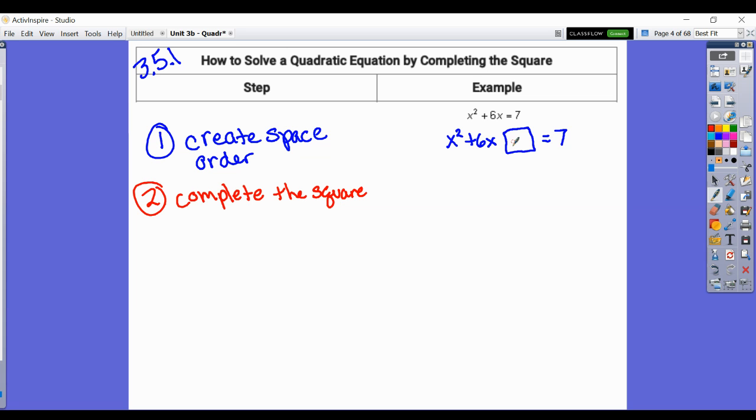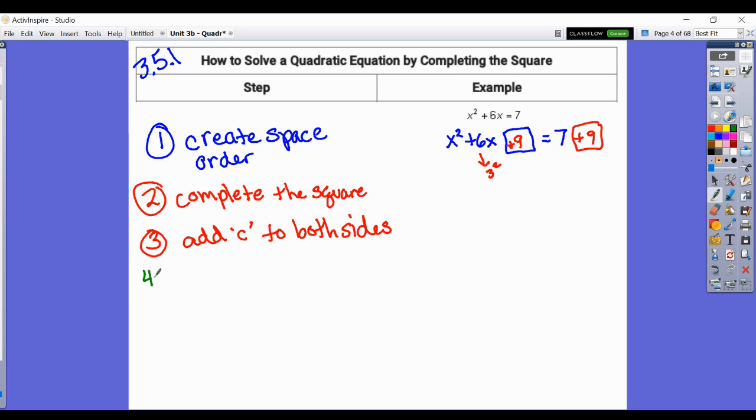So in that little box right there, you figure out what would be there. Well, we take 6 and we cut it in half, which is 3. And then we square it, which is 9. So we're going to put plus 9. However, this is an equal sign, and when we add something to one side, we have to make sure we also add it to both sides. So step 3 is add C to both sides. These two steps kind of go together. You're completing the square by adding C to both sides.